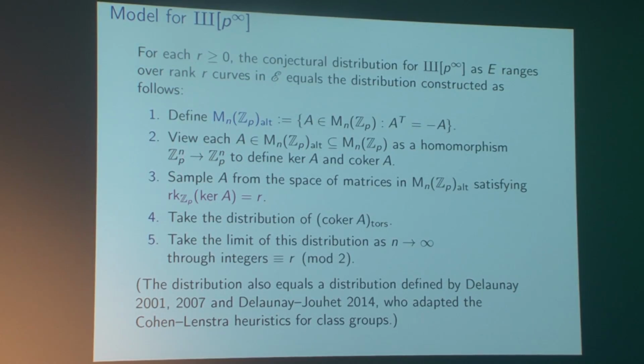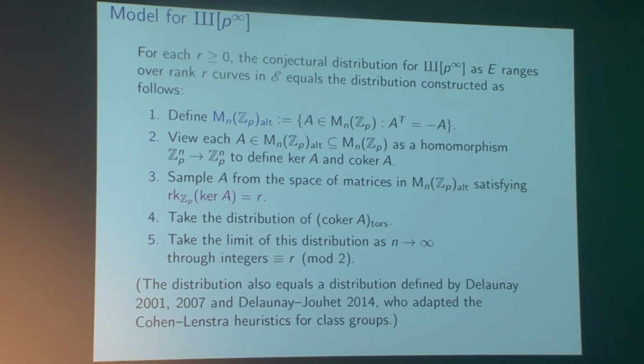So what's this third linear algebra construction that gives you the distribution of this Shafarevich-Tate group? So here's what you do. You start with the p-adic integers, and you look at n by n matrices with p-adic integer entries, and you take the ones that are skew-symmetric, alternating. So transpose should equal minus A. Okay, so that's some space of matrices, and if you have such a matrix, you can view it as a linear transformation from a rank n Z_p module to another one, and you can look at its kernel and cokernel. So the kernel will be some free Z_p module, and the cokernel will be some finitely generated Z_p module.